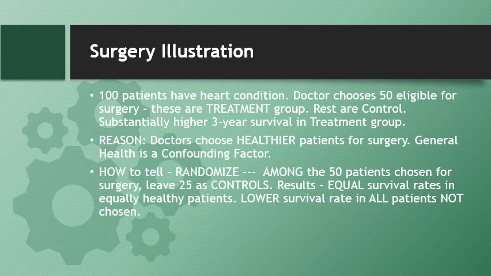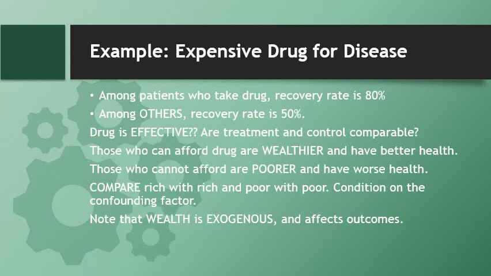And we find that the patients that the doctors did not choose have lower survival rates. So the lower survival rates are not due to not having surgery, they are due to not having good health in the first place. Now, as another example of this phenomenon, think about an expensive drug for a disease.